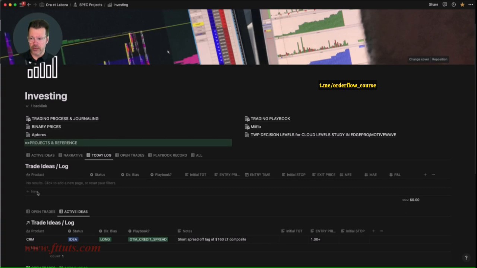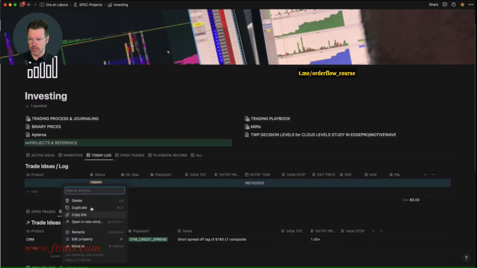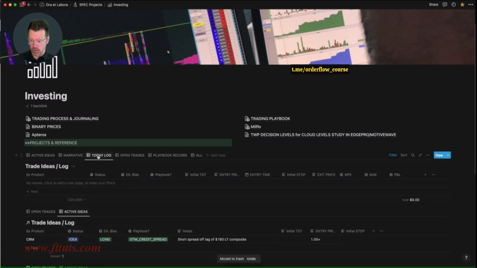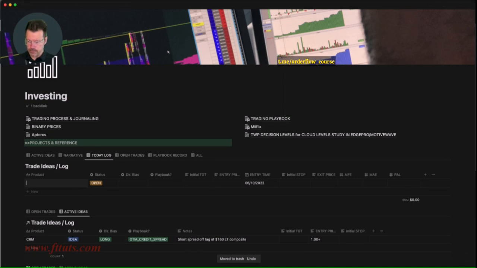So the first one that I'm going to log, I'm going to delete this and start with today's log. Okay, great. I'm going to take a new one. This was crude. This was a win. It was long. And what was the playbook? It was a high volume node reversal.